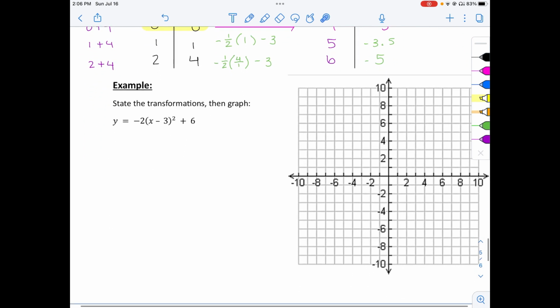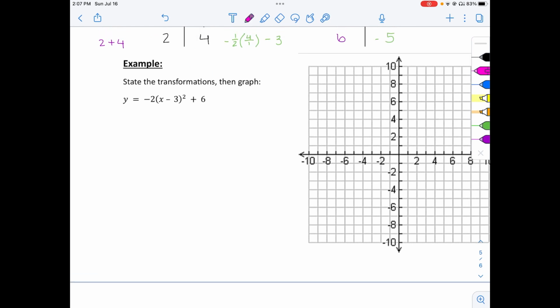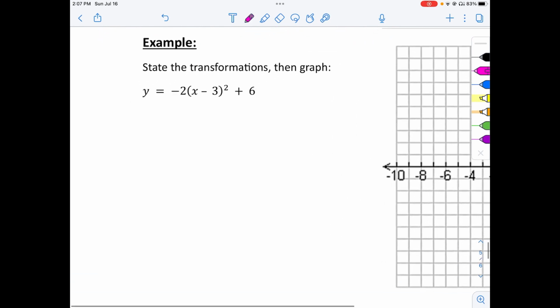So let's look at another example. We are going to state the transformations of this function, and then we are going to graph. So if I take a look left to right, I'm seeing what's happening here. So this is a negative a value here. So this is going to be opening down. I have 2 as my a value. So this is going to be a vertical stretch by a factor of 2.